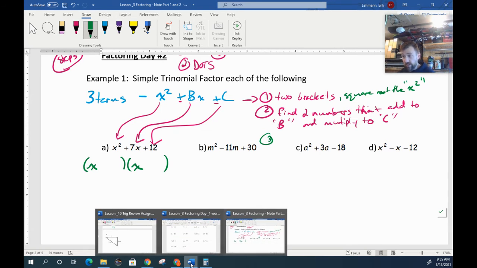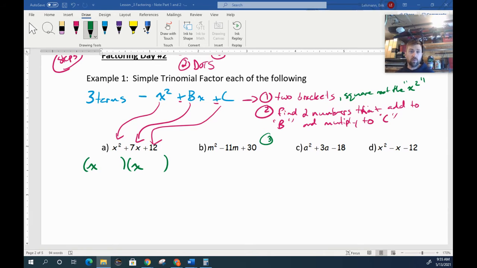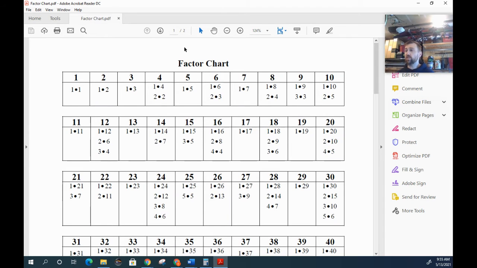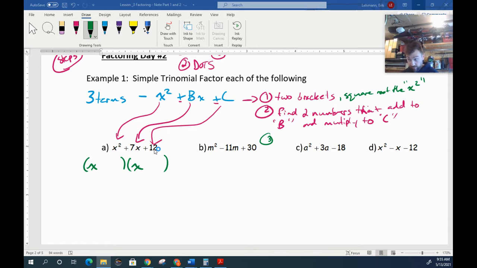Now here's where things get a little bit easier for you. If you have that factoring chart, which I put online for you, you can use it to shortcut if you don't know your factors very well. So we're looking for factors of 12. Factors just mean 2 numbers that multiply to 12. And we're looking for 2 numbers that multiply to 12 and add up to 7.